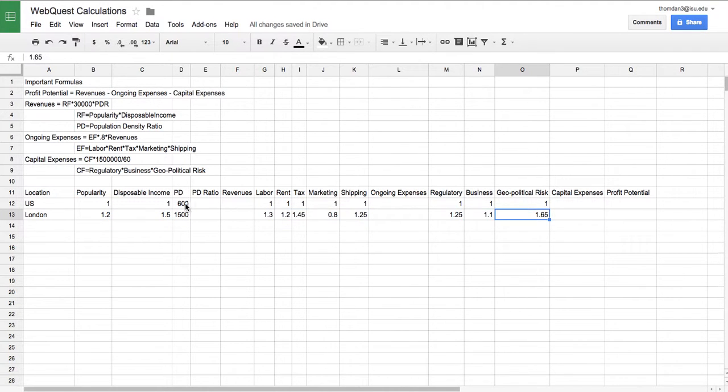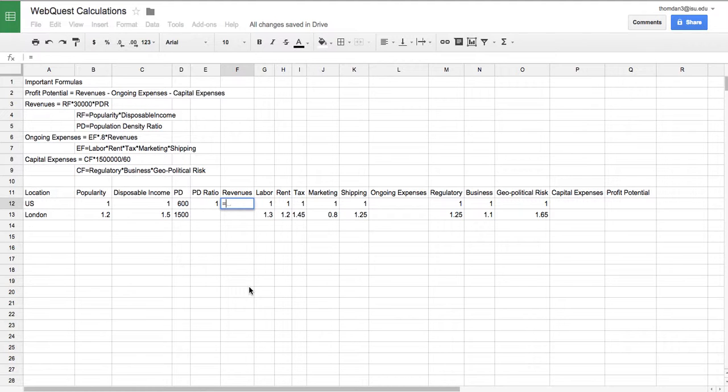Now I'm going to show you how you'd make your calculations, right? We're doing formulas, and you've done formulas before, so this shouldn't be a big surprise. Basically, the ratio is equal to the population density of the location we're considering divided by 600, okay? And the revenues are equal to, if you remember that formula, it's right over here, the revenue factor, which is popularity times disposable income times $30,000 times this ratio.